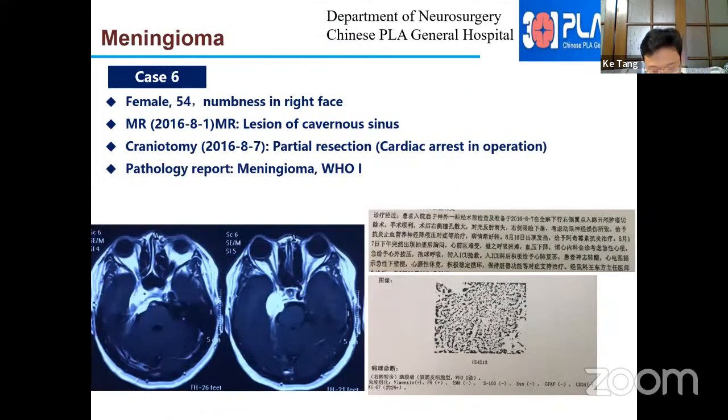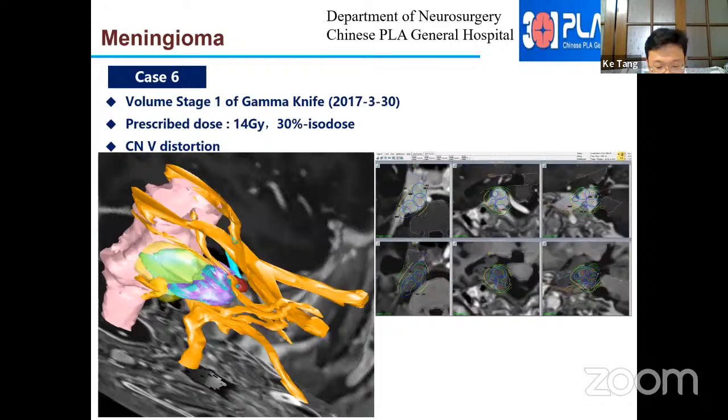Case 6, female, 54 years old. She had numbness in the right face. MRI scan showed a lesion of the cavernous sinus. She underwent craniotomy, but only biopsy was done because of cardiac arrest in the operation. The pathology report showed meningioma WHO grade 1. A volume-staged Gamma Knife radiosurgery was designed.